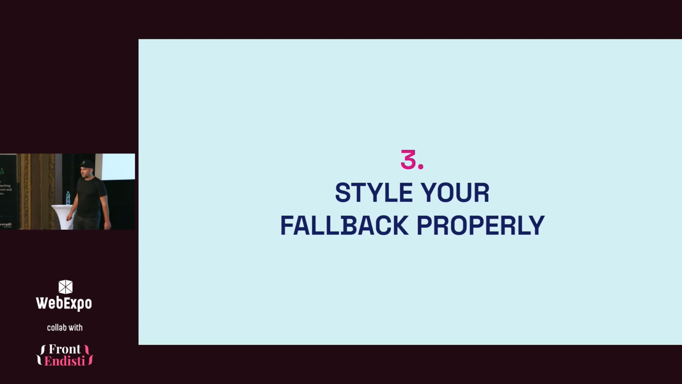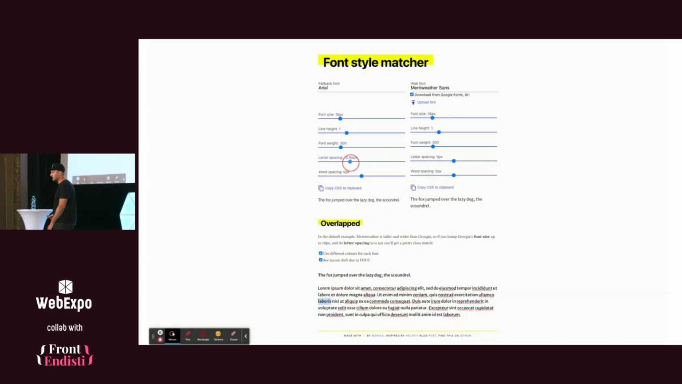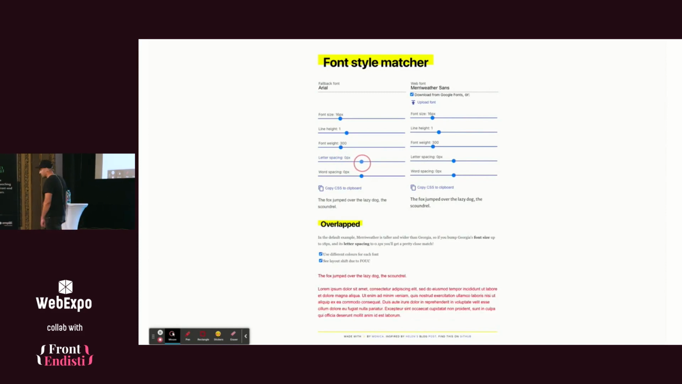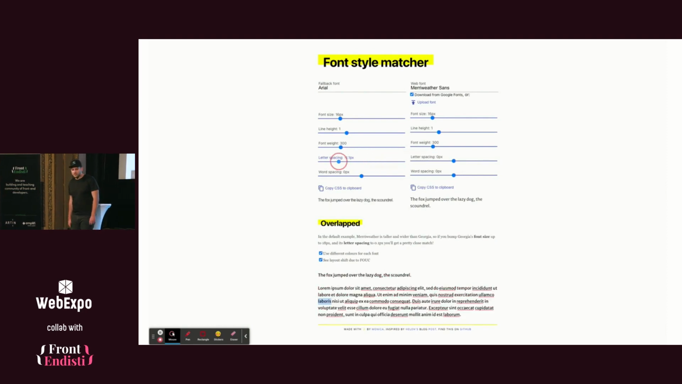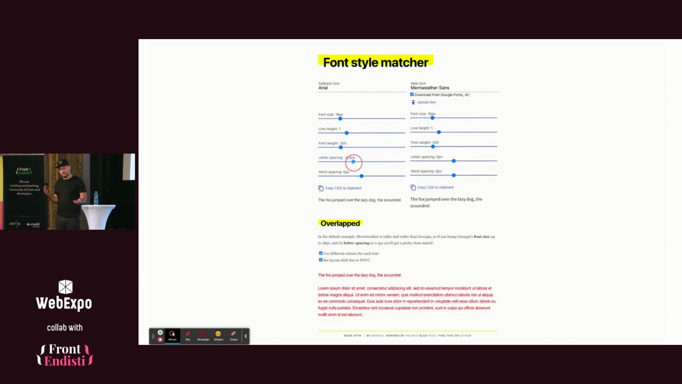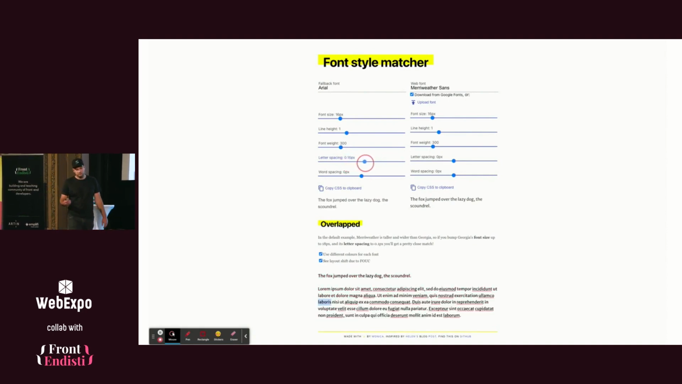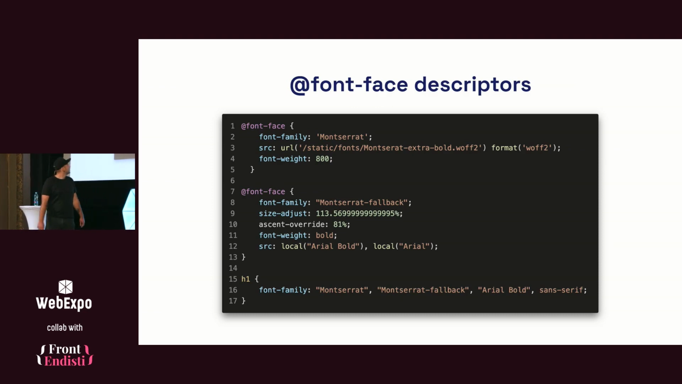Third, style your fallback properly. What does this mean? You probably know from the past this font style matcher, which is a tool where you can adjust some CSS rules and find some good dimensions for your fallback font. And when you do it right, you can find the same dimensions as your upcoming web font. Today we have a native option for how we can do that, and that is font descriptors.